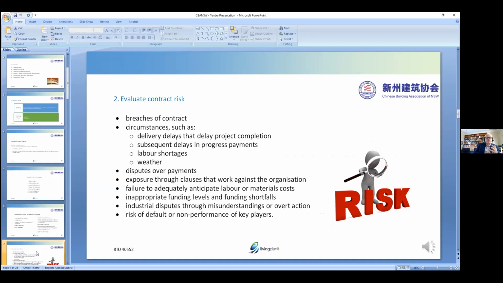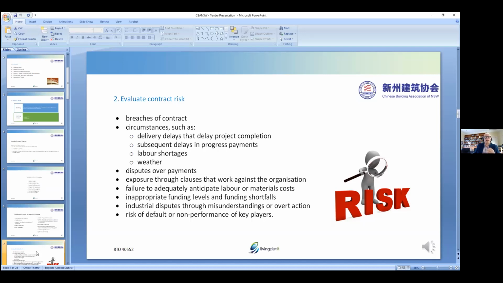So we have risks within the contract. What happens if we breach the contract? It means we don't follow the contract exactly as we're supposed to. So that could be that we don't finish the project in time. Then we have liquidated damages. We have to pay the client for not finishing the job in time. Okay, so this comes back to our construction program, our schedule, the subcontractors we use.